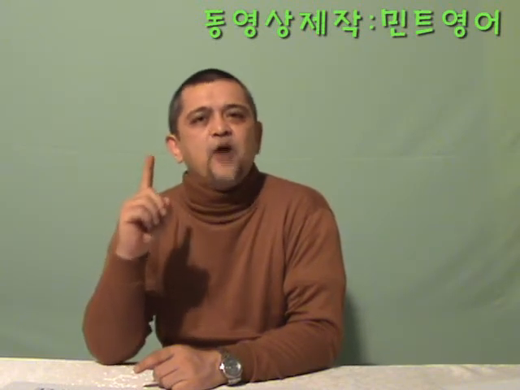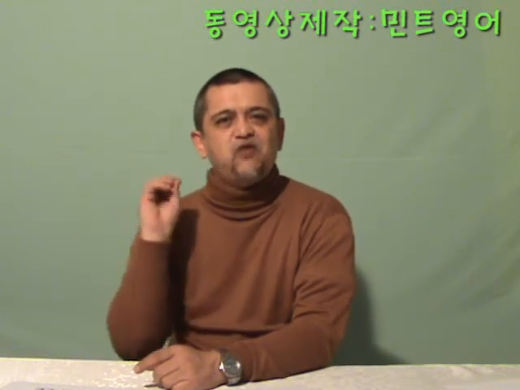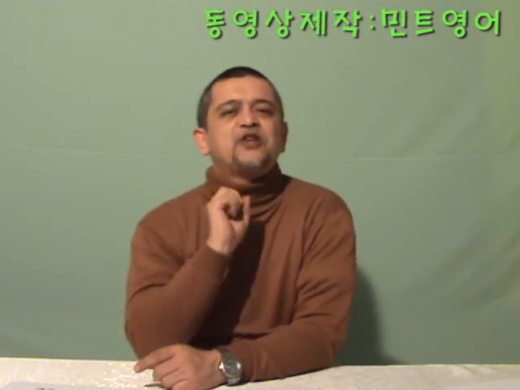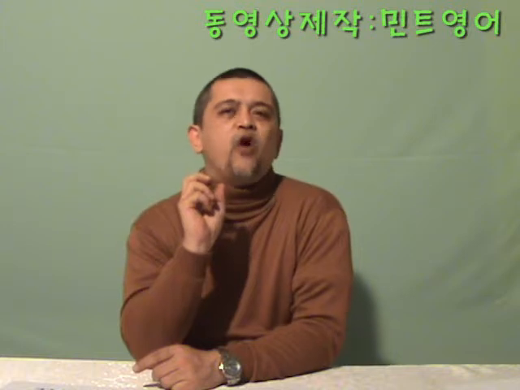I have eaten breakfast already. Take note of the format. We made use of the helping verb have and the past participle form of eat, which is eaten, right? Present form is eat. The past form is ate. And the past participle form is eaten. I have eaten breakfast already.